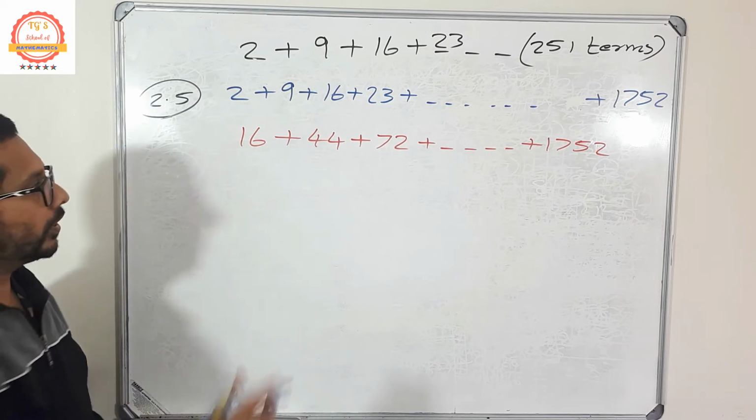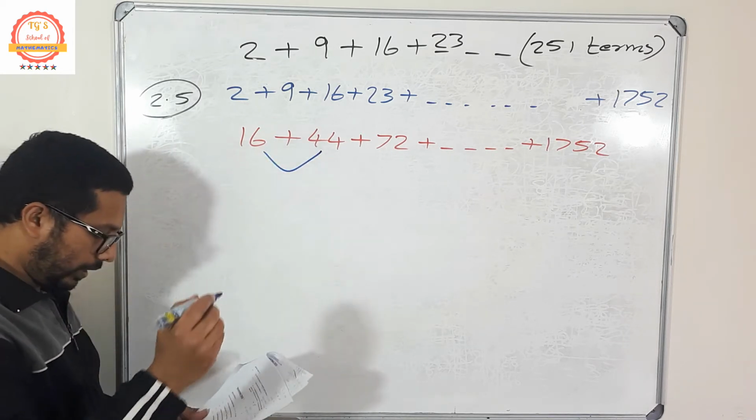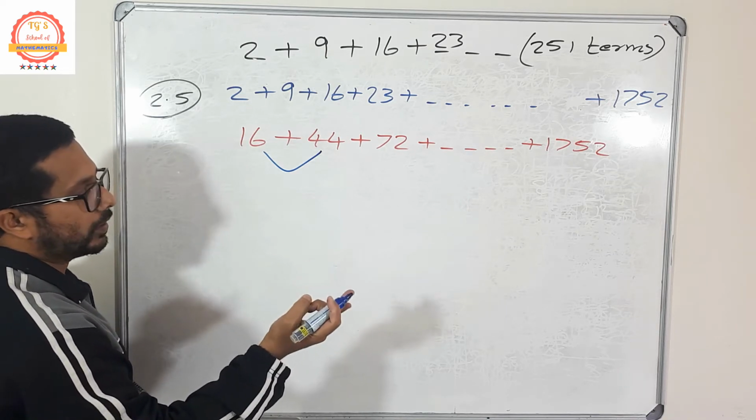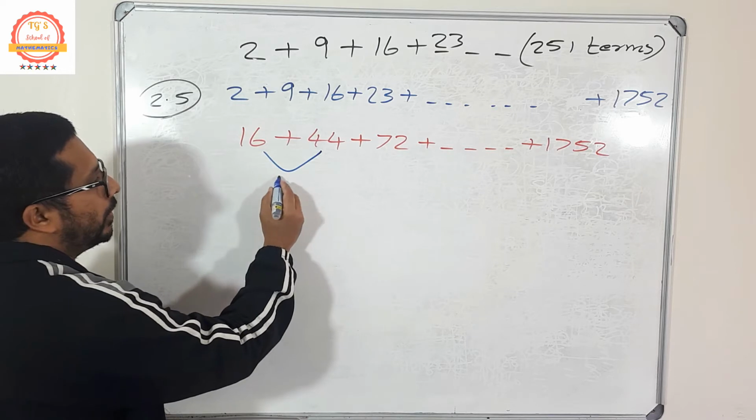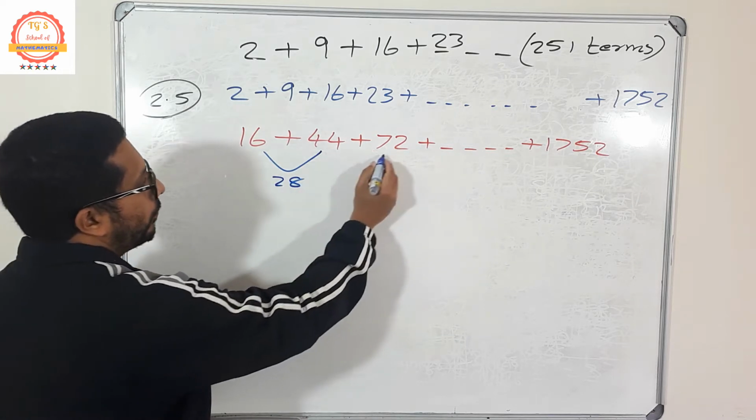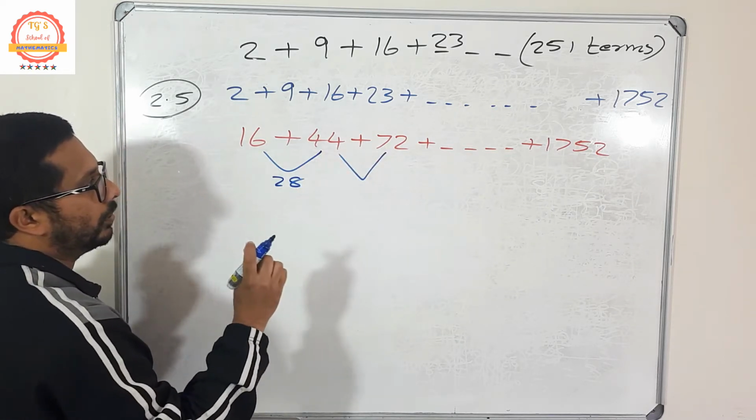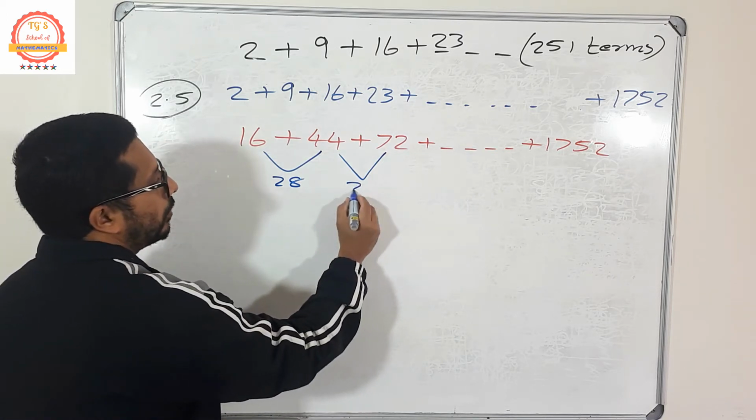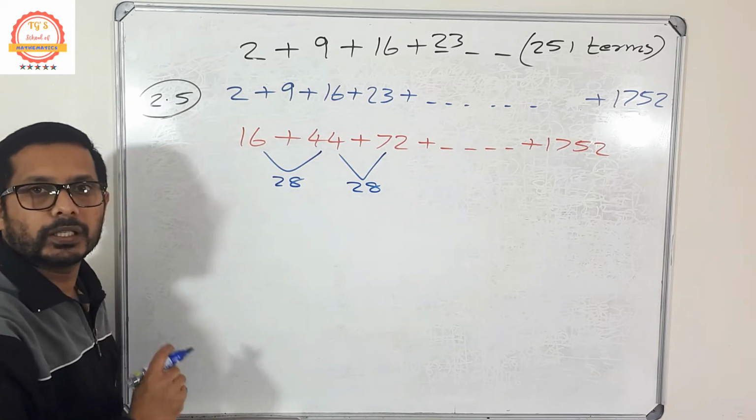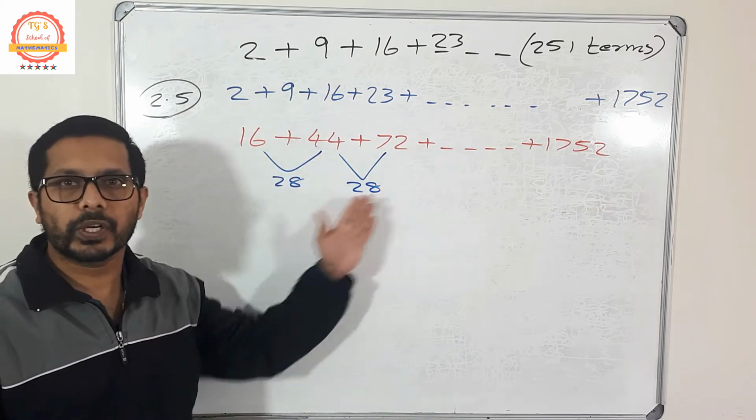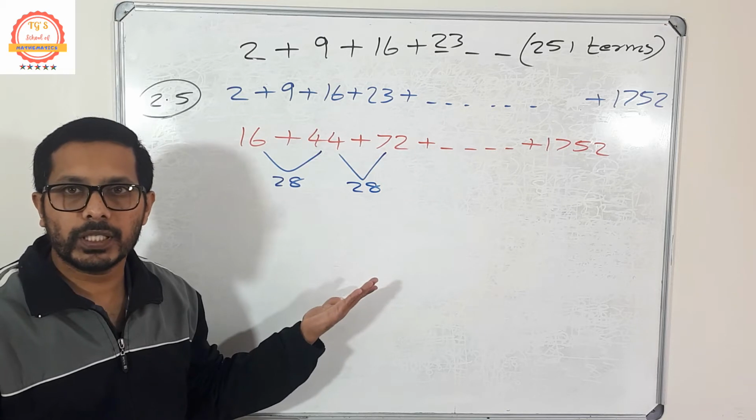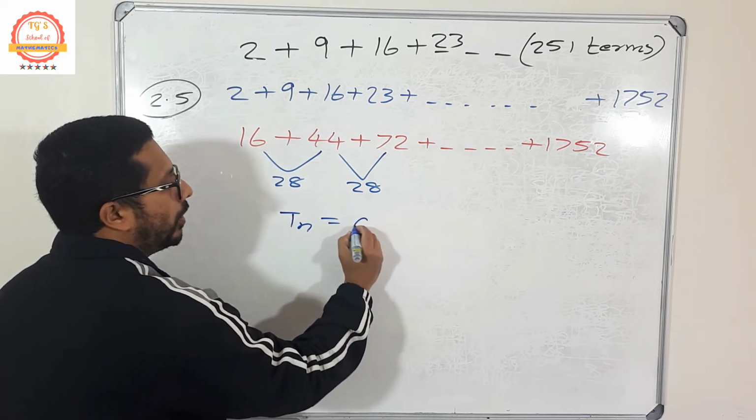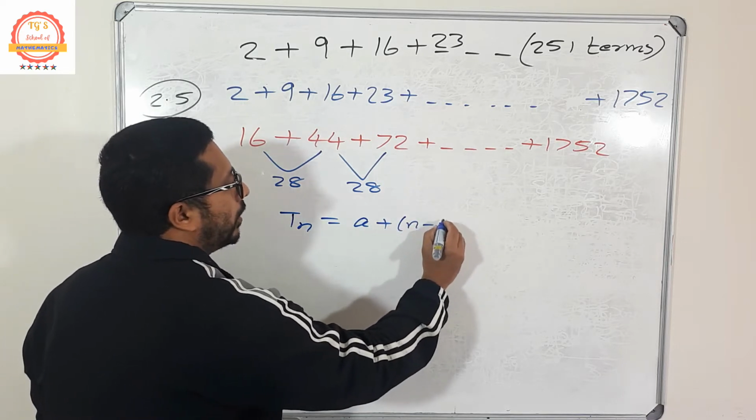Let's check. What is 44 minus 16? It is 28. And 72 minus 44 is also 28. That means there is a common difference here, so it is an arithmetic series. So what is the nth term formula? Tn is equal to a plus (n minus 1) into d.